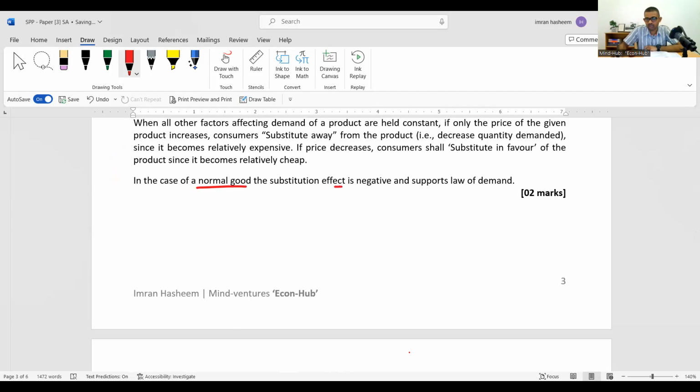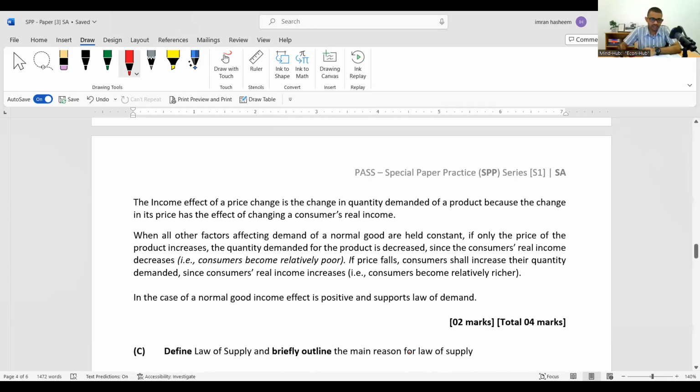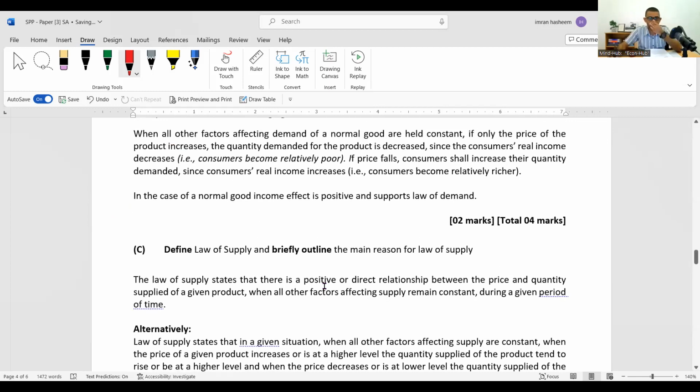substitution effect works for a normal good. Learn that. Then again, a really proper standard technical definition for substitution effect. You can do it. Income effect, and talk about how income effect behaves for a normal good. For a normal good, income effect is positive. It supports the law of demand, all that. Use your words.